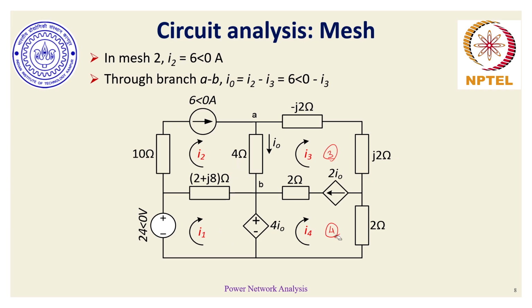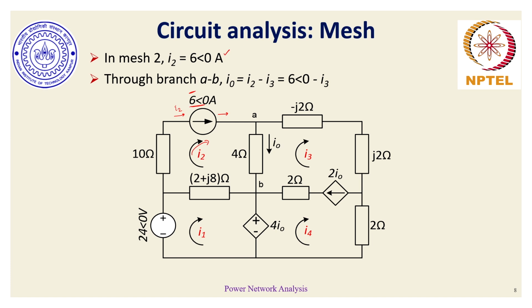So, if we understand these meshes, then it is very clear that in mesh 2, if this current I2 has to flow, this current cannot be different from the source current which is present in that particular mesh. That's the reason why, if I2 has to flow through this particular current source, this I2 has to be equal to 6 amperes, and that's why in mesh 2, I2 is known.